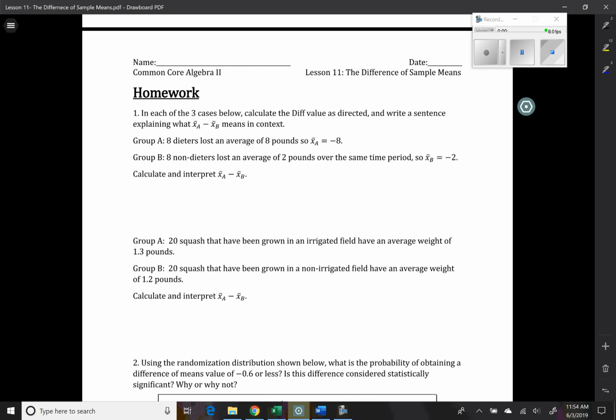So the first thing we have to do is be able to actually calculate a difference of sample means, and that's what these first couple of questions are going over here. Not too bad if we can do subtraction, we should be able to do this. It's interpreting what it means that's the kind of issue.